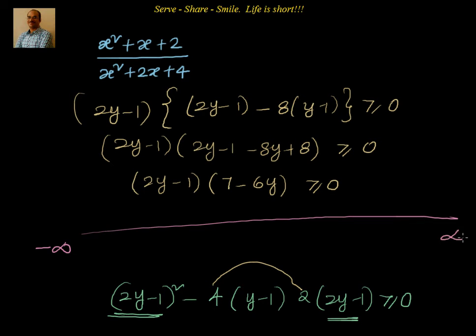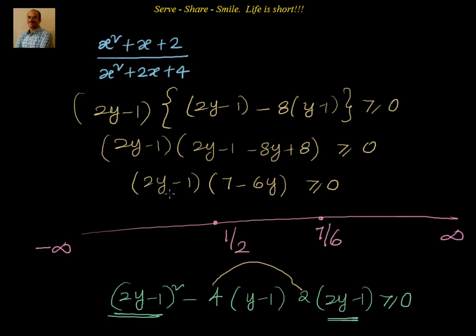So let's go to the number line, minus infinity to infinity. Let's divide this into what are the critical points here. 2y equal to 1, y equal to 1 by 2. Let us say 1 by 2 is 1 point. And y equal to 7 by 6, that is 1 point something, around 1.16, that is 7 by 6. Now first, as usual, we always check for y equal to 0.